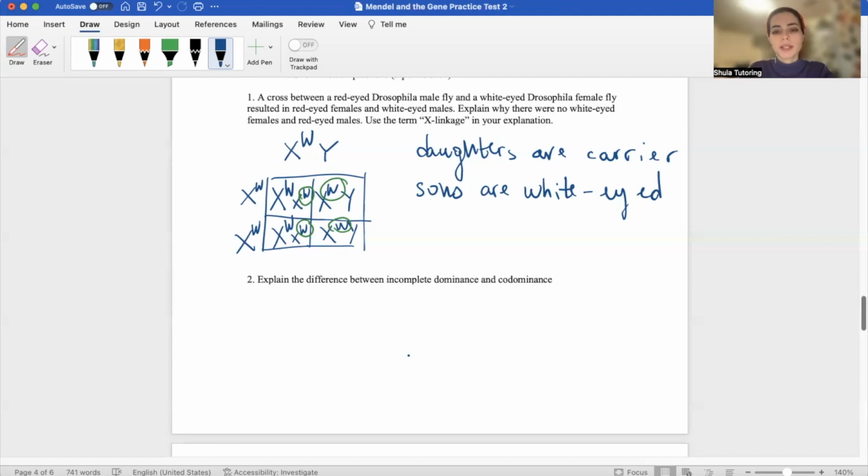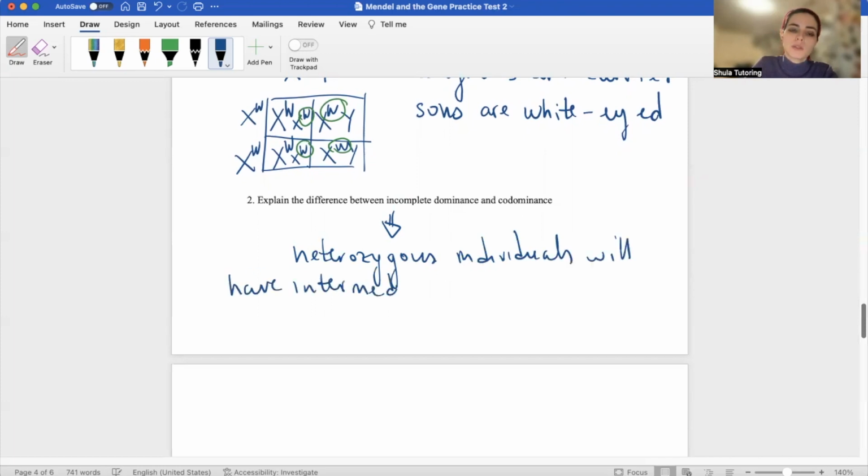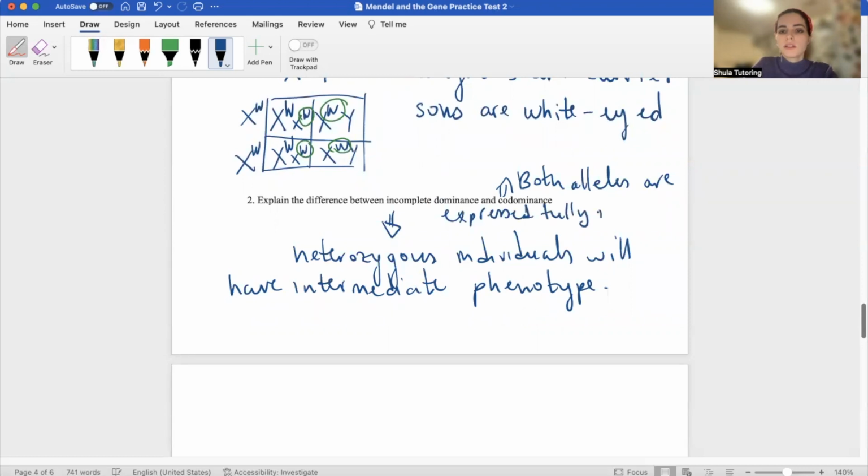Explain the difference between incomplete dominance and codominance. Well, in incomplete dominance, heterozygous individuals will have an intermediate phenotype. Like, for example, with the famous example of the flowers, if flowers have an allele for white color and an allele for red color, heterozygous individuals will be pink. And in codominance, both alleles are expressed fully in heterozygous individuals.